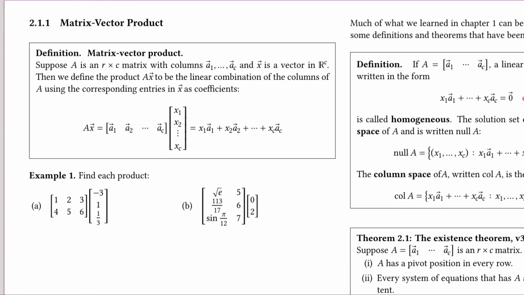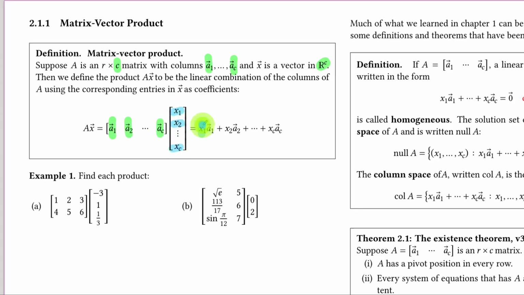Suppose A is an R by C matrix. So it has C columns, C is the number of columns, and each one of them has R rows, R entries. And if X is a vector in R^C, meaning the number of columns you have is equal to the number of entries in X, then we can define this product AX to be the linear combination of the columns of A using the corresponding entries of X as weights.